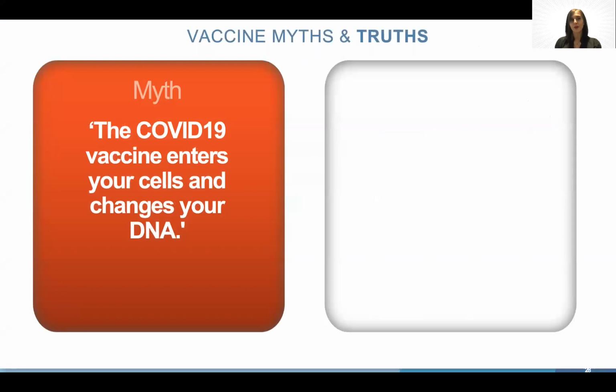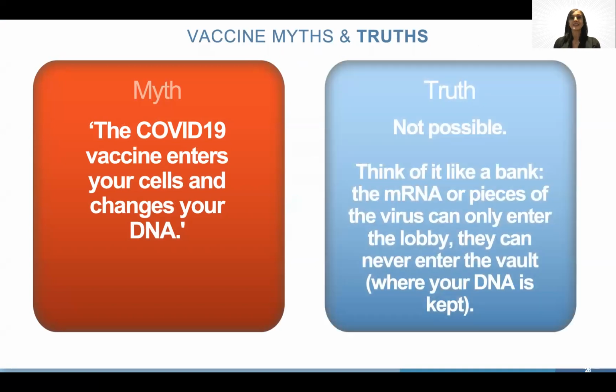The first myth we want to talk about is that the COVID-19 vaccine could enter your cells and change your DNA. This is simply not possible. Think about it a bit like a bank. An mRNA or pieces of the virus might be able to get into the lobby, but they could never get all the way into the vault, or the nucleus, where your DNA is.